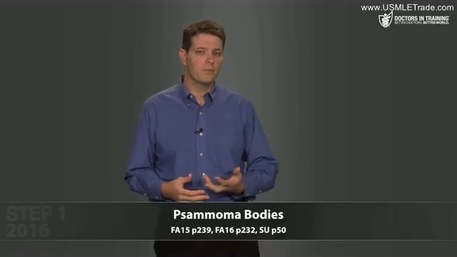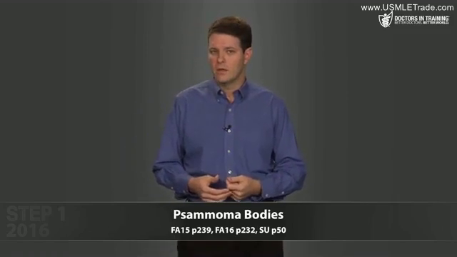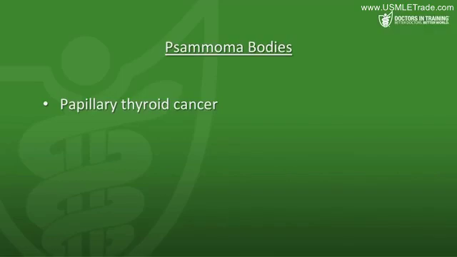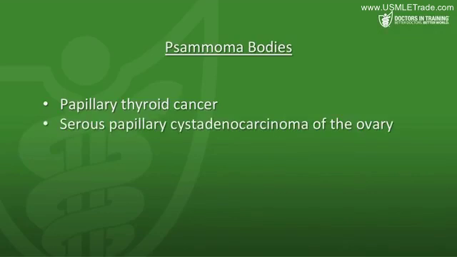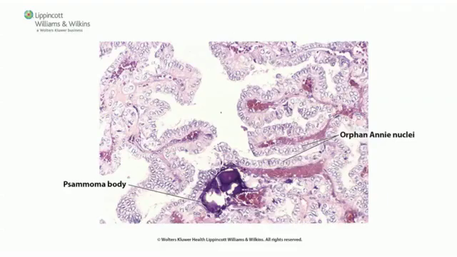Then the last term I want to mention, because it really doesn't fit anywhere else, is psammoma bodies. Now, psammoma bodies are a histological finding that can be seen in several different cancers: papillary thyroid cancer, serous papillary cystadenoma of the ovary, meningioma, and malignant mesothelioma. Now, psammoma bodies are laminated concentric calcific spherules. That's a mouthful. What does that mean, laminated concentric calcific spherules?